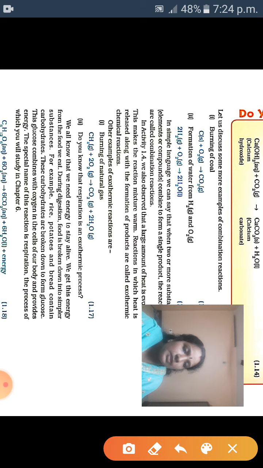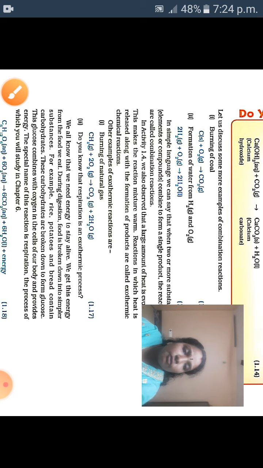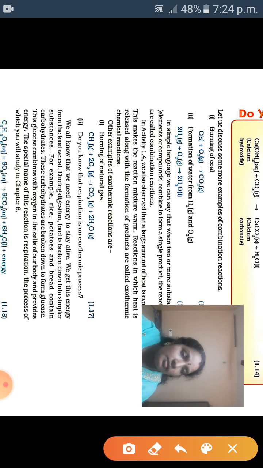Next, we look at some more examples of combination reactions. First, burning of coal. What is the main constituent of coal? Carbon. Coal contains carbon. Then burning of coal means carbon reacts with oxygen. Here, all of you look. Carbon reacts with oxygen. What are the reactants here? Carbon and oxygen are the reactants.